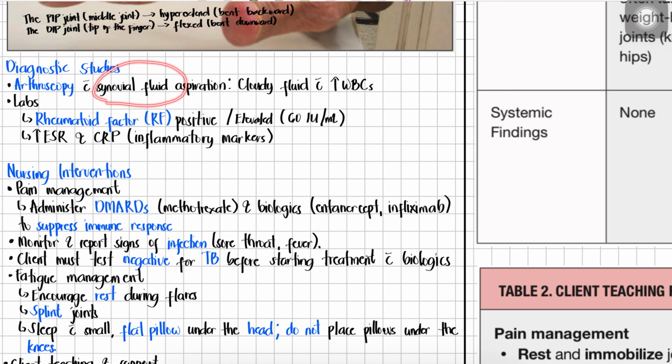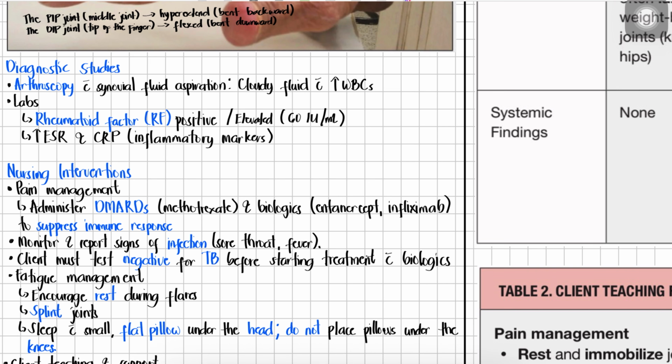Yung synovial fluid, guys, na na-aspirate natin, pinapasa natin yan sa laboratories for analysis. So kapag yung patient natin, or the synovial fluid of our patient, is nag-positive siya for the rheumatoid factor, then pwede nating ma-diagnose na may rheumatoid arthritis nga si patient, or elevated or approximately 60 international unit per ml yung rheumatoid factor ni patient.